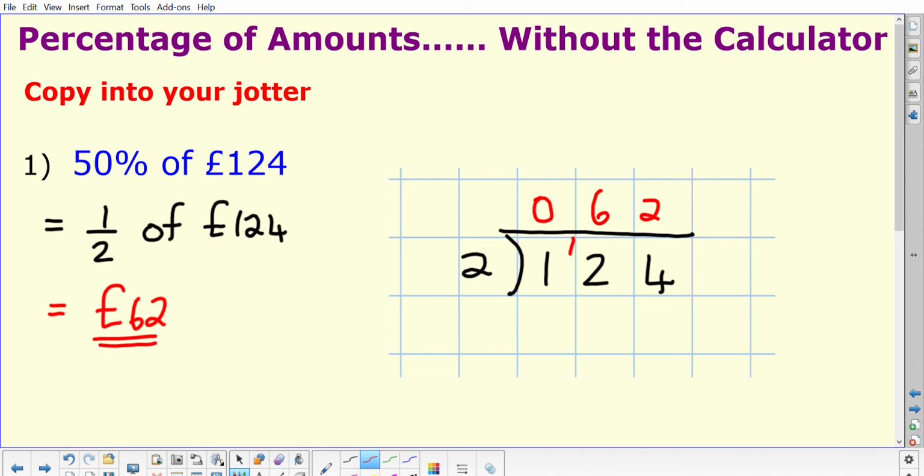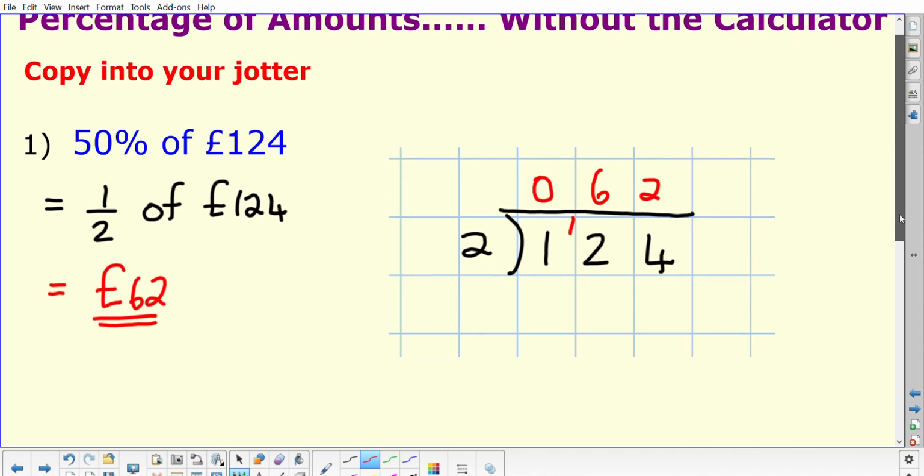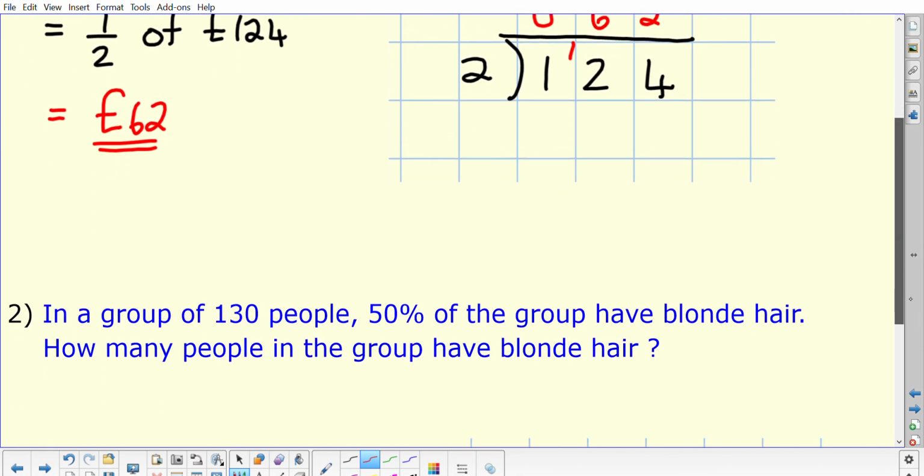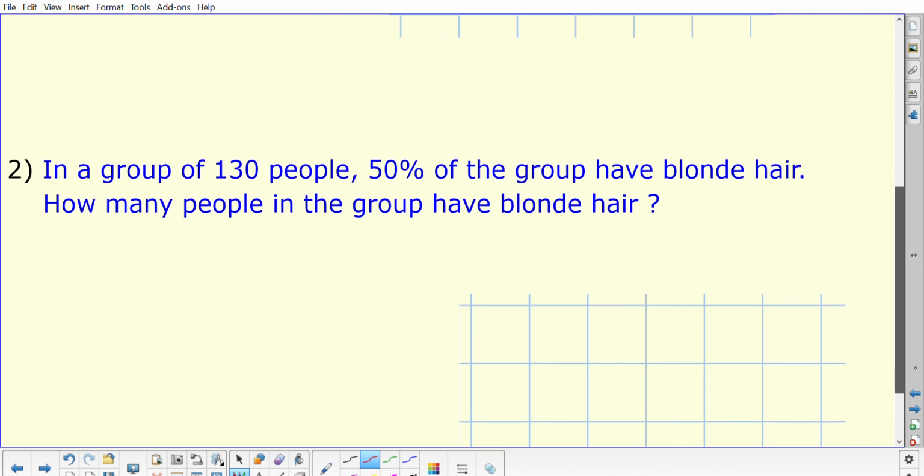Now what that tells you is if there was a jacket or something that would normally cost £124 in the shop, if they had a sale that was saying 50% off, it means you're getting the jacket for half price, which would mean you would only pay £62. And our aim is to be able to go on and look at calculations like that later on. That's where we will lead to.